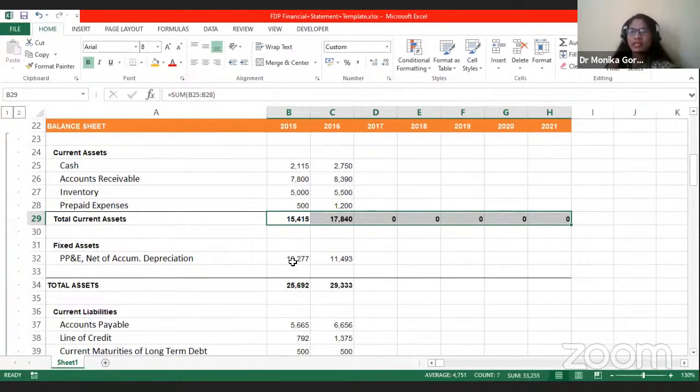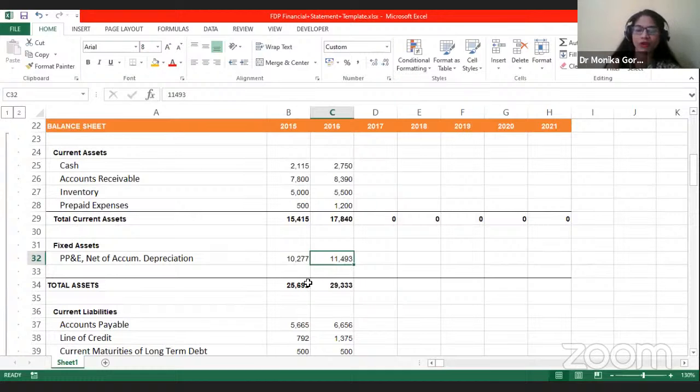Okay. PPE, plant, whatever your fixed asset is, will include your land and building, your furniture, your fixtures, your plant and machinery and your equipments. When we go through your financial statements, your annual reports, you will see PPE, plant equipments and the net accumulated depreciation. So the amount is 10,000. I have already taken the historical data so that we will see how to forecast this data with the help of historical data.